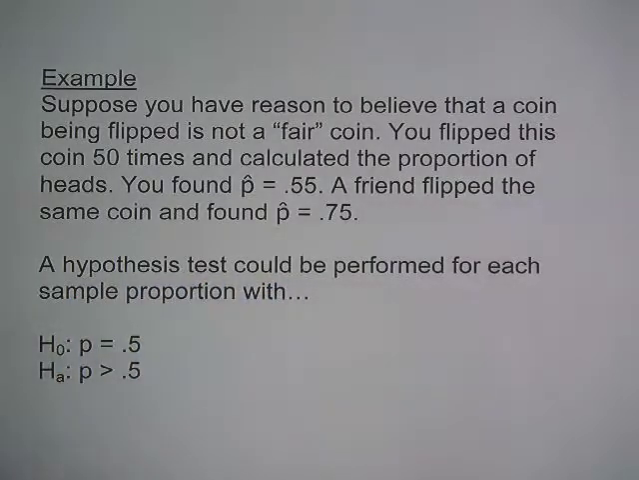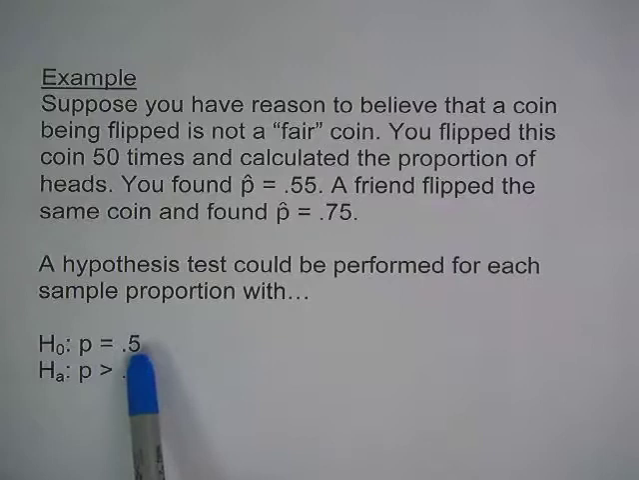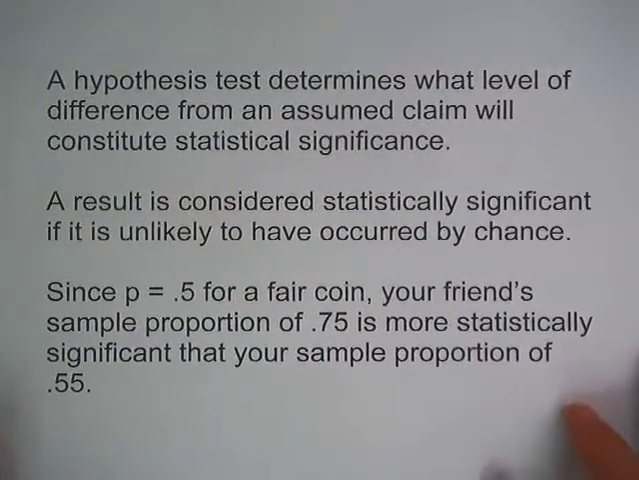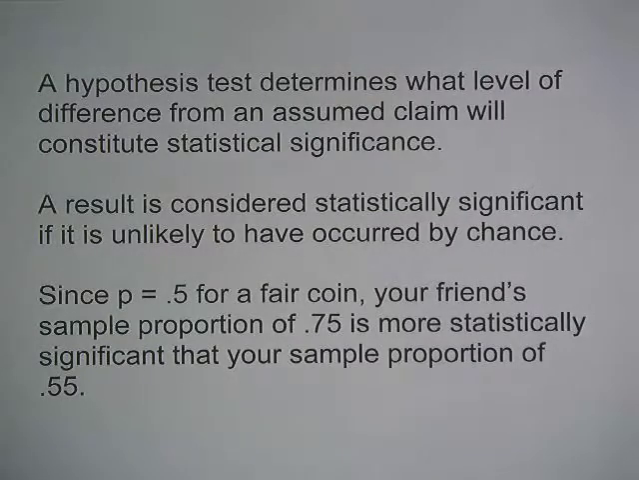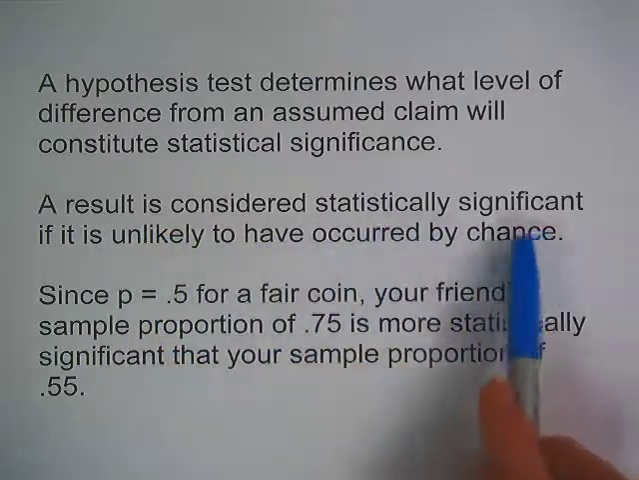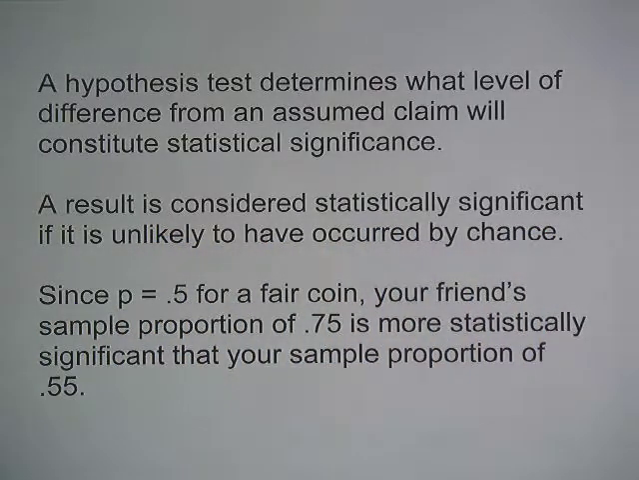So a hypothesis test could be performed for each sample proportion with the following hypotheses. Your null hypothesis here is that p equals 0.5, so that the population proportion of heads is 50%, with an alternative hypothesis of your population proportion being greater than 0.5. Now, what that hypothesis test will help you do is determine what level of difference from an assumed claim will constitute statistical significance. A result is considered statistically significant if it is unlikely to have occurred by chance.